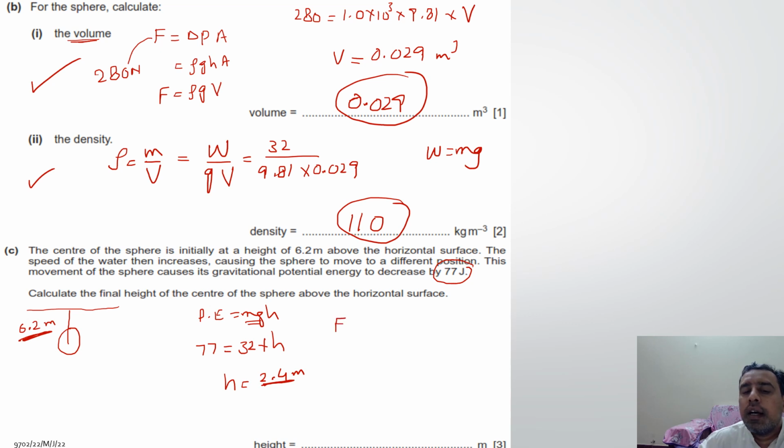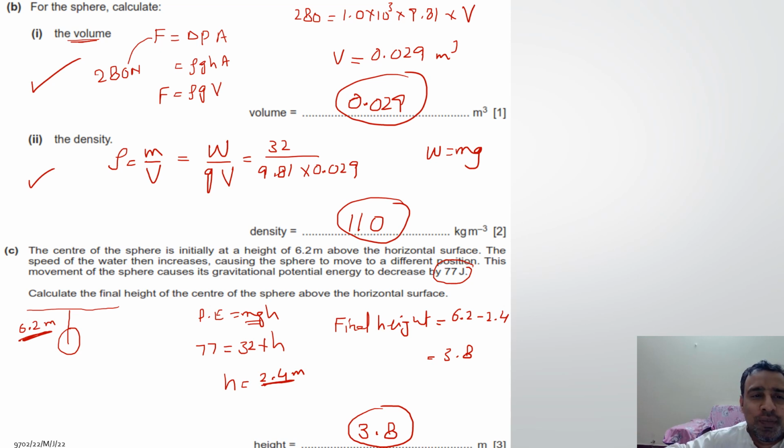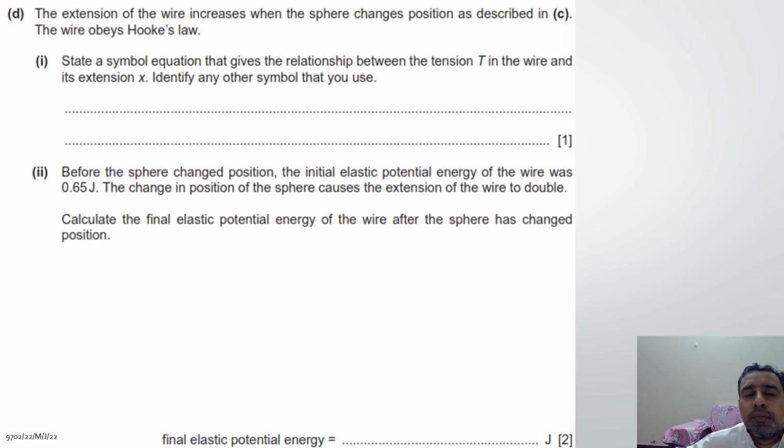So the final height is equal to 6.2 minus 2.4, so the answer is 3.8. For the time saving, I have written all the calculations on this paper. So moving towards next slide, and this is part D.